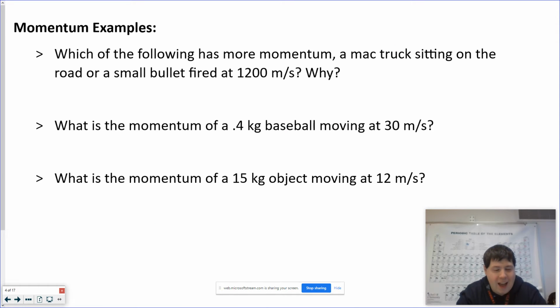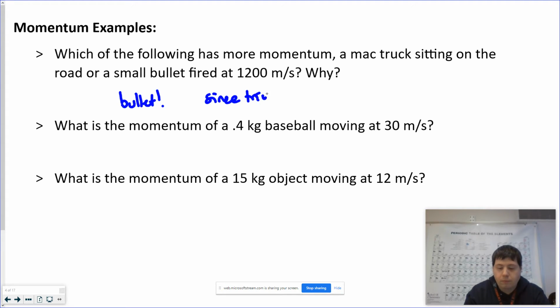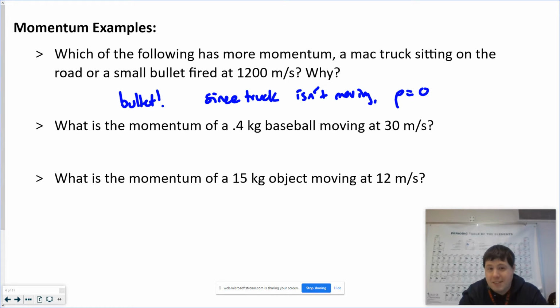Okay, let's go ahead and take a look at a few things here. It says, which of the following has more momentum? A Mack truck sitting on the road or a small bullet fired at 1,200 meters per second? It must be the bullet. Even though the bullet is very small, it is actually moving. Since the truck isn't moving, it has a momentum of 0.